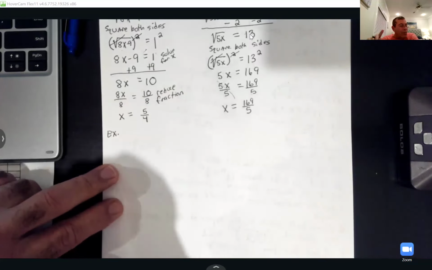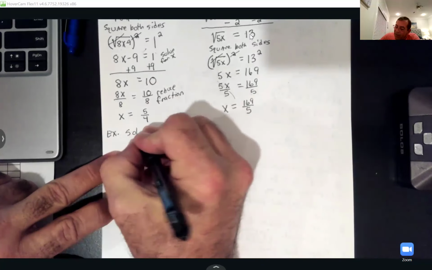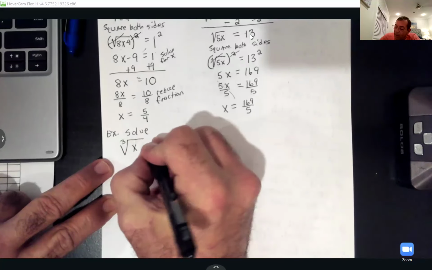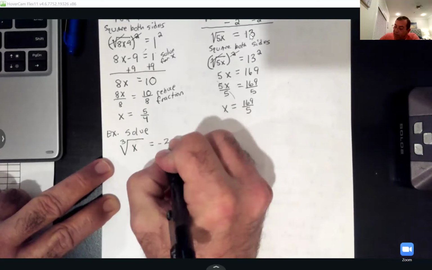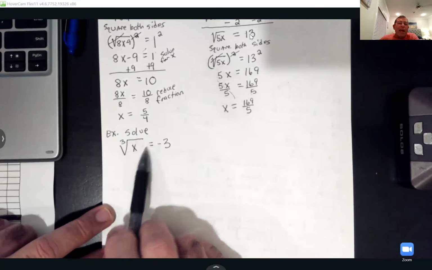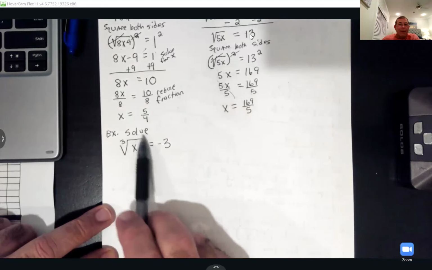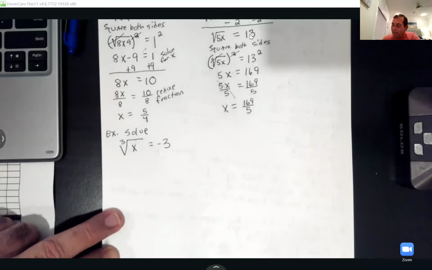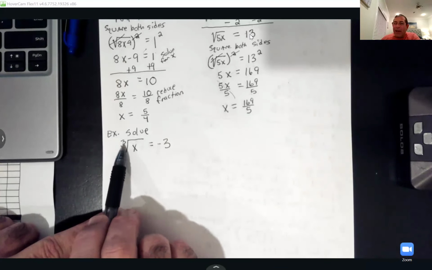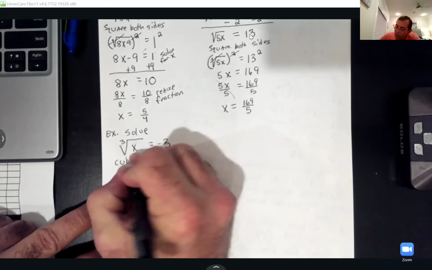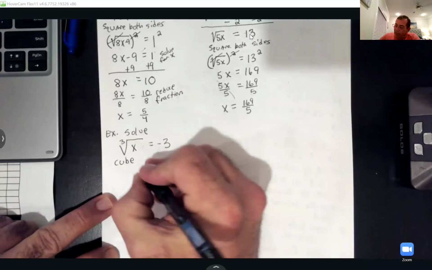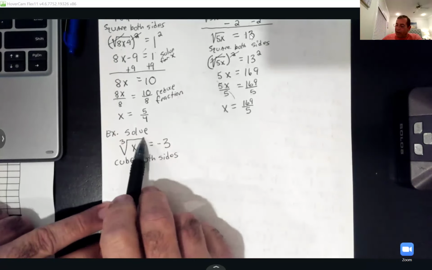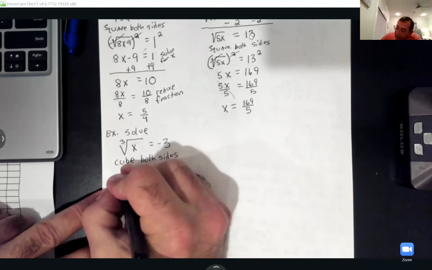So let's see what we think we're going to do here. This one says solve. It's got a cube root of x equals -3. So look here, this radical is by itself. But y'all, I'm not going to square both sides on this one. I got a 3 in that radical. So we're going to come in and do what we call cube both sides. So we're going to raise them both to the 3rd power to get rid of this radical.